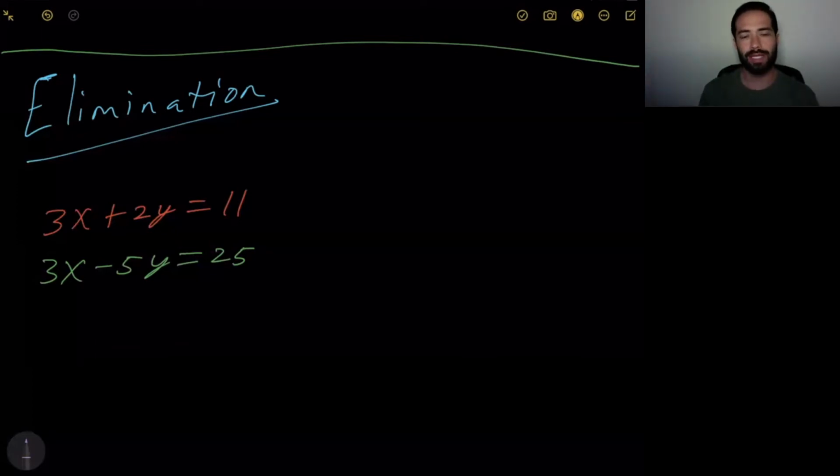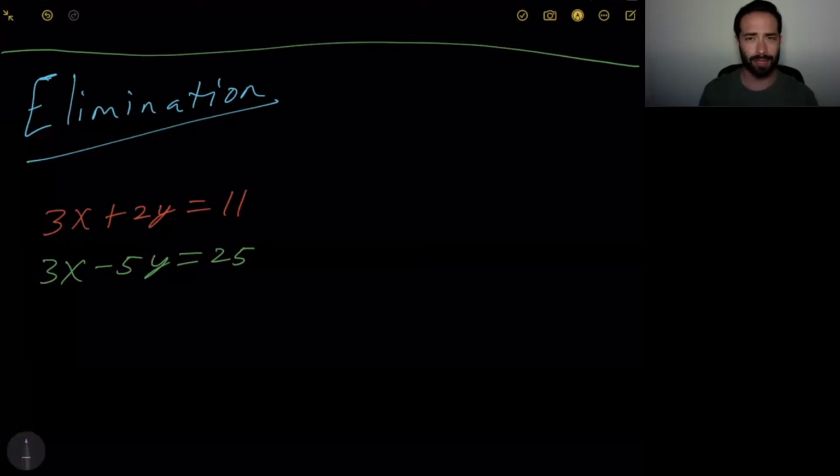So what I mean is, when we look at this, we've got 3x plus 2y equals 11. And then we have 3x minus 5y equals 25. Now, I've already set it up where they are lined up with the x's on top of each other, the y's on top of each other, and the constants on top of each other. That's how you want to have it set up, just like when you're doing normal addition or subtraction vertically. Okay, so the question is, can I add them together and will something be eliminated?